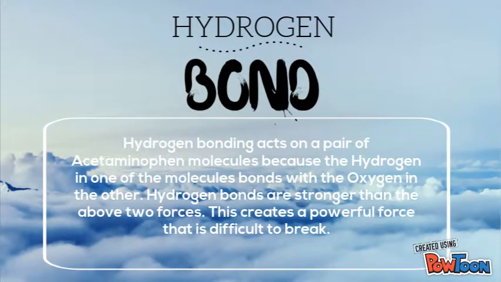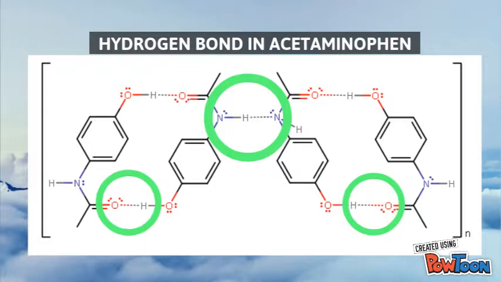Hydrogen bonding acts on a pair of acetaminophen molecules because the hydrogen in one of the molecules bonds with the oxygen in the other. Hydrogen bonds are stronger than the above two forces. This creates a powerful force that is difficult to break. So, in this figure, we can see the hydrogen bond that exists between a pair of acetaminophen molecules.